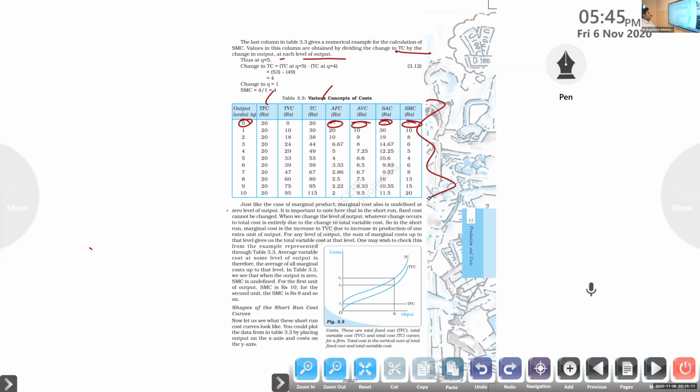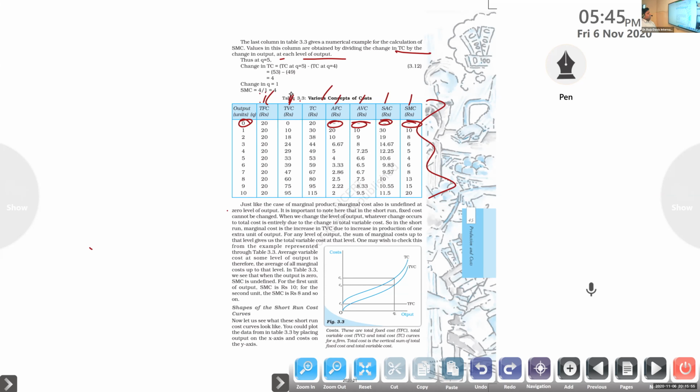The average variable cost at some level of output is therefore the average of all marginal costs up to that level. In table number 3.3, we see that when the output is 0, SMC is undefined. For the first unit of output, SMC is rupees 10. For the second unit, the SMC is rupees 8, and so on. With the two inputs, TFC and TVC, we are able to find this SMC. If you want to calculate AFC, AVC, SAC, and SMC, these two figures we need.